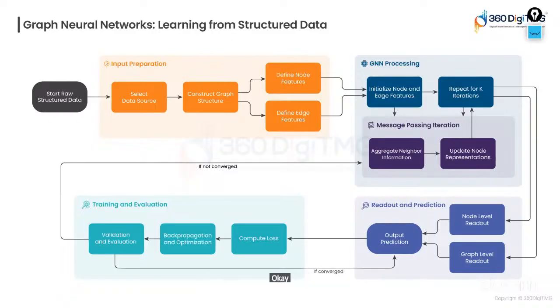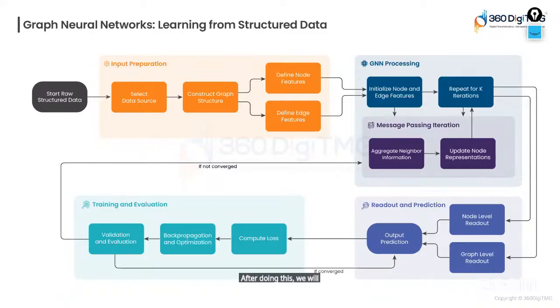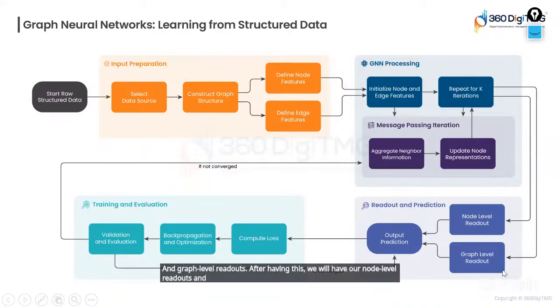Okay, so repeat this k iteration. K iteration means we can have this depth of message passing continuously. We will change this k iteration, and accordingly the aggregate neighbor information and the update node representation both will change. After doing this, we will have our node level readouts and graph level readouts.